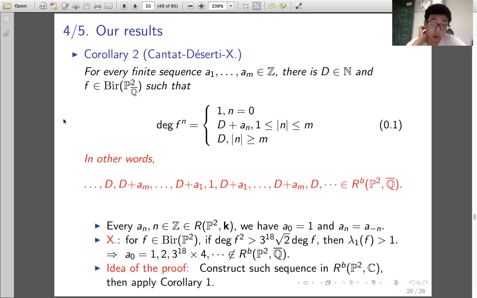Okay, the idea of the proof is: first we construct such a sequence in R_b(P^2, C). Here we do things over C, then you get some freedom. You can choose some very general element in some family, and then we apply our corollary 1 to get this F over Q̄.